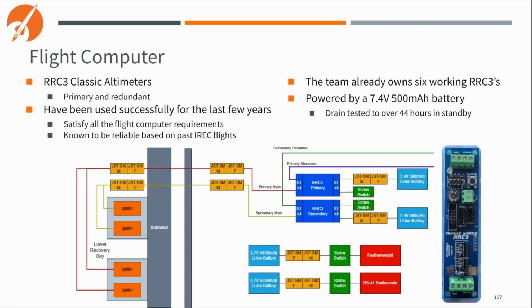Starting off with our flight computers, we're using 2 independent RRC3 Classics. These are the flight computers the club has used for the last few years, so we know they work and they're reliable. And the primary reason for using them in addition to that is the fact that the club already has them, as well as a lot of backups. So it made fiscal sense to reuse them rather than spending money on new flight computers.